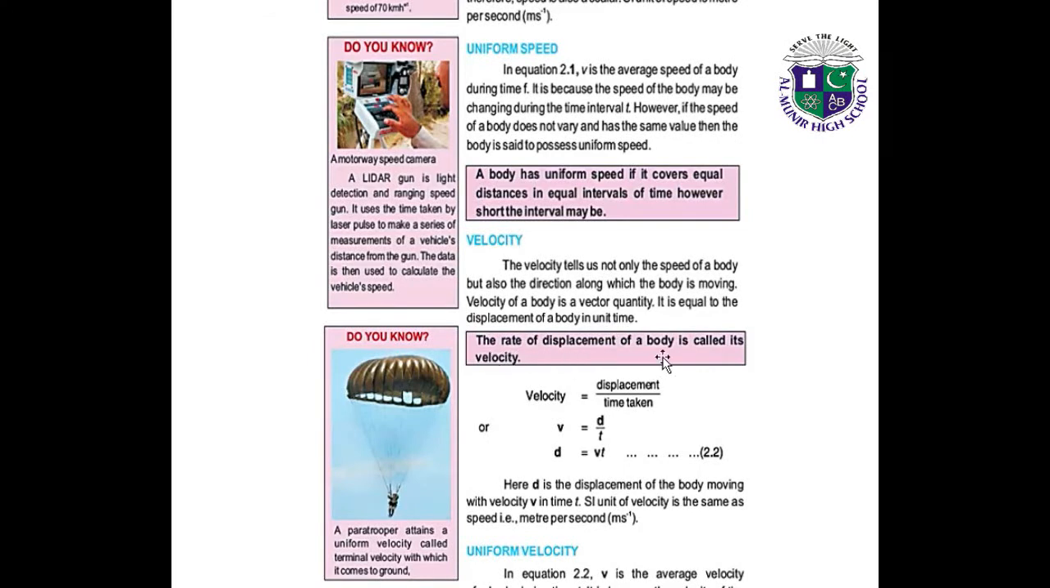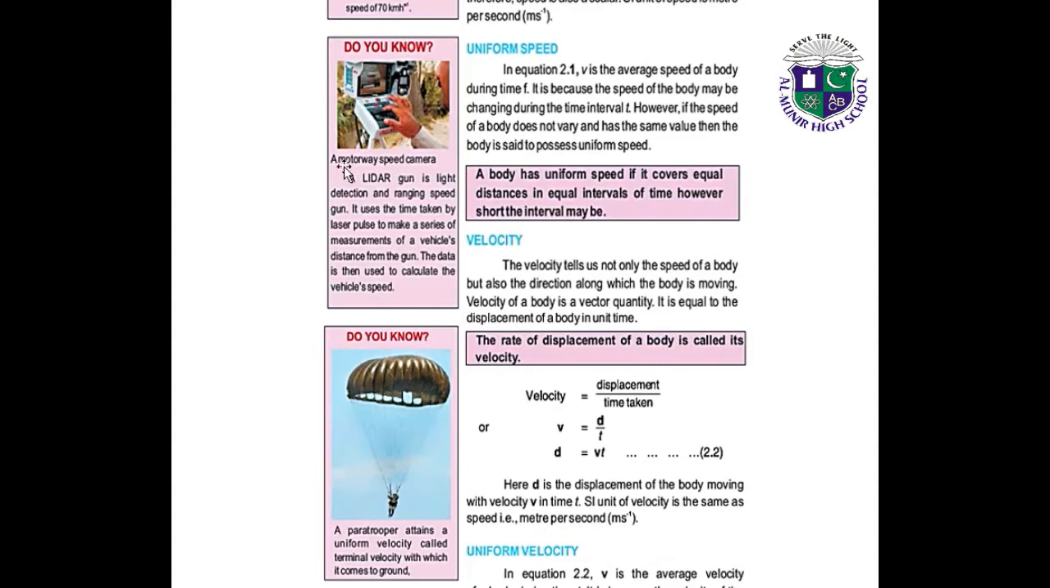The rate of displacement of a body is called its velocity. So velocity is equal to displacement over time taken. V is equal to d over t. To find the displacement, we have this formula, velocity times t. So the SI unit of velocity is the same as that of speed, meter per second.